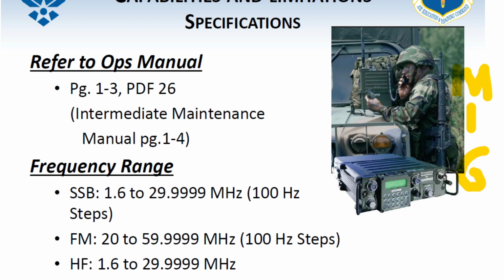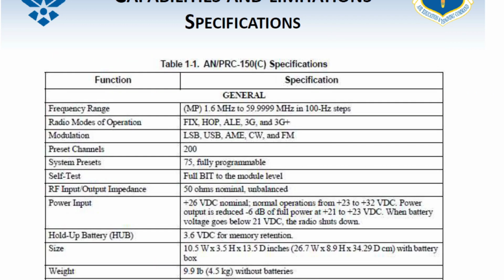So if you turn to page 1-3, that's PDF page 26 in your intermediate maintenance manual, page 1-4 is going to tell you your radio specifics. It's going to give you a ton of information. And if I were in class, I would be jumping up and down telling you how important table 1-1 in your PRC 150 commercial manual is.